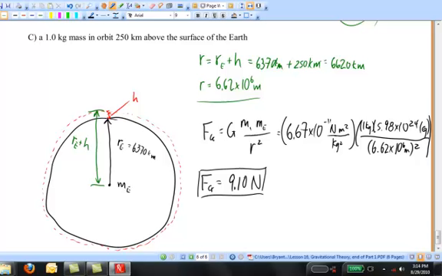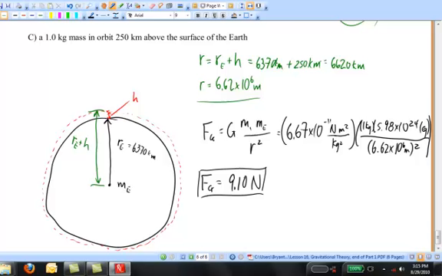This gravitational attraction between the object in orbit, this 1 kilogram mass that's in orbit 250 kilometers above the surface of the Earth, in the space shuttle, roughly, if you want to think of it in that way, still experiences a gravitational force that's nearly as big as it is on the surface of the Earth. Something else must be going on that causes it to appear weightless. And that something else is going to be the subject of another lesson.